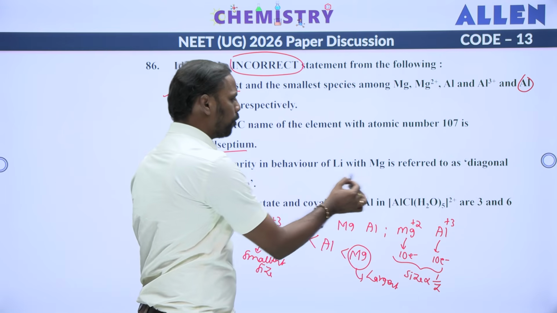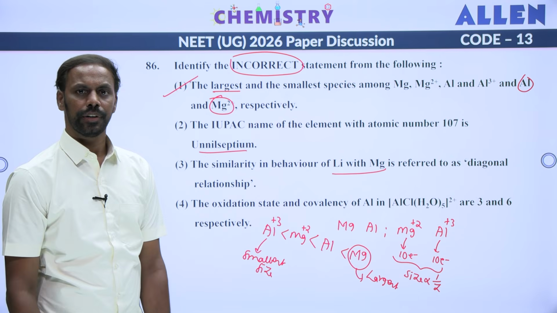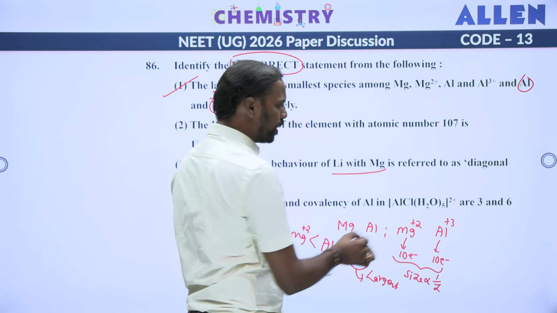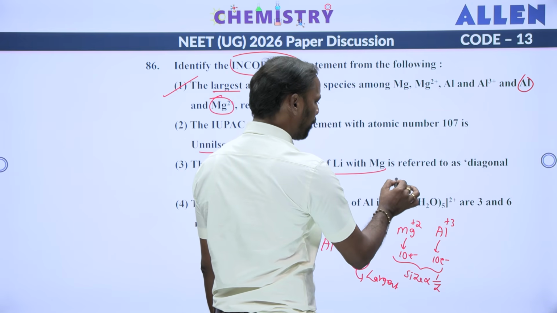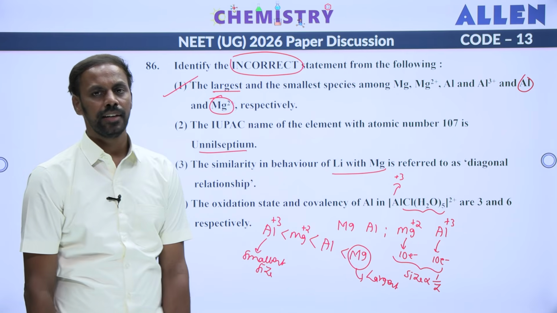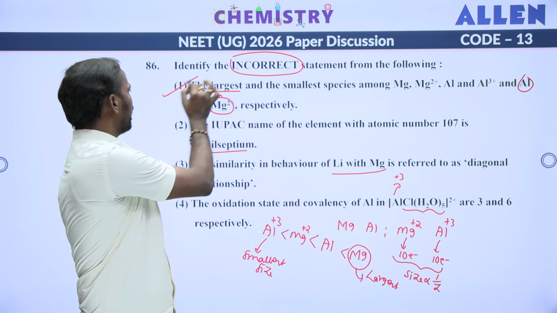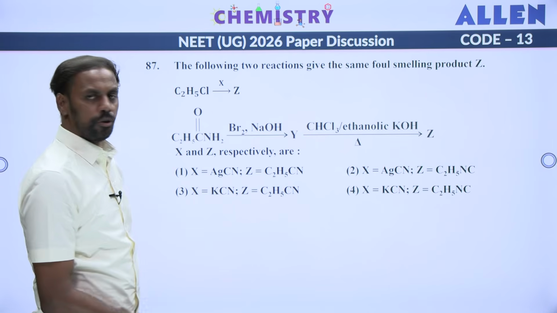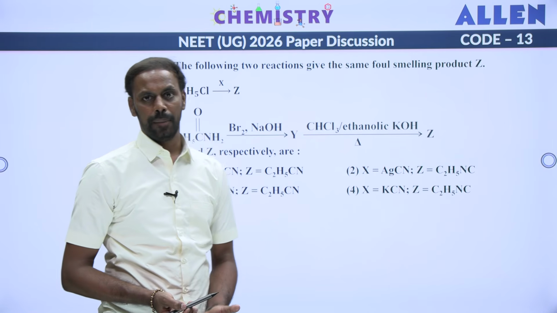Okay, if you want to check the remaining, lithium and magnesium diagonal relationship, that is correct. The oxidation state and covalency: oxidation state of aluminum will be plus 3, whereas covalency if you take, it is 6. Clear? So this is correct. Only the incorrect statement is option 1. Clear? That question is also from P block elements only.